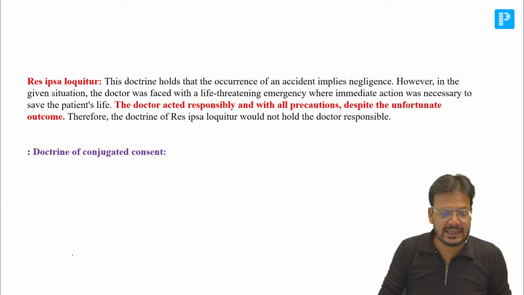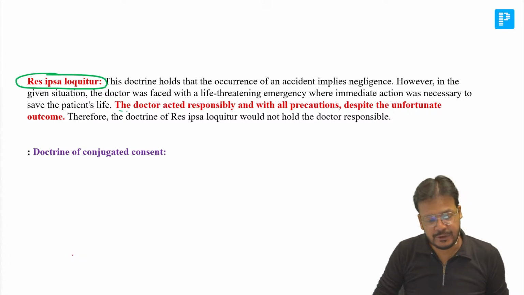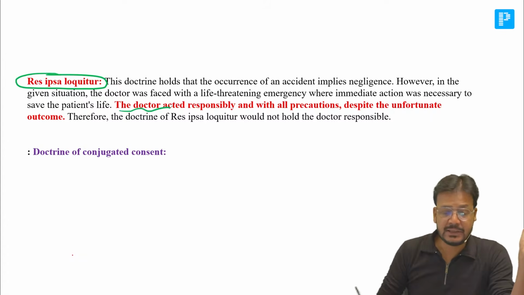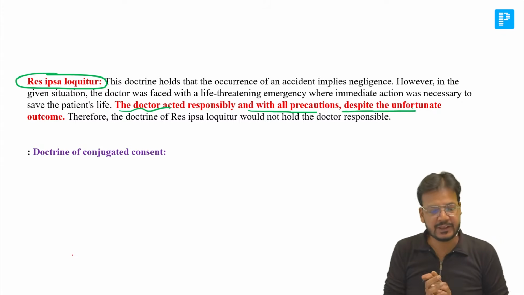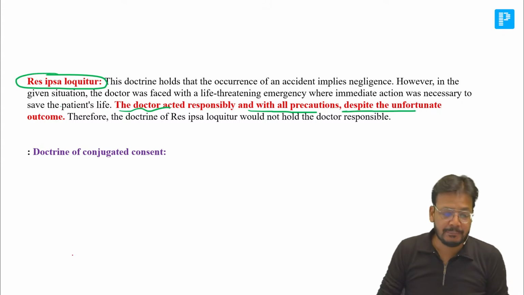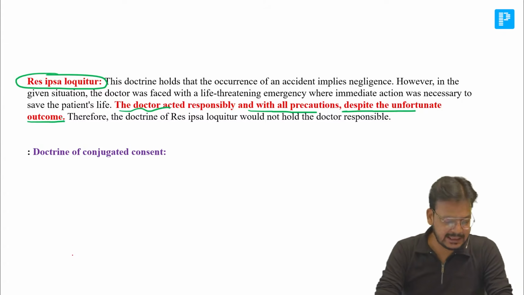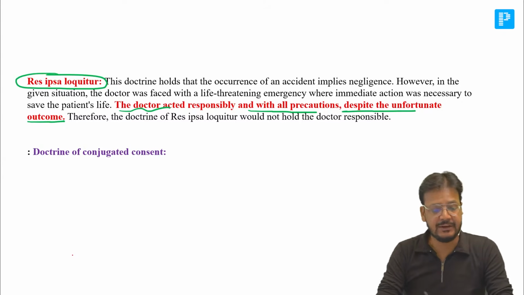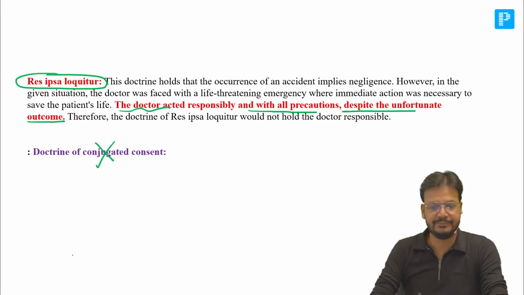Okay. Res ipsa loquitur is a thing or fact which speaks for itself. Means the doctor acted responsibly with all precaution, but there is an outcome which is unfortunate, that is res ipsa loquitur. So here, thing or fact which speaks for itself. Doctrine of conjugated consent is no word here.